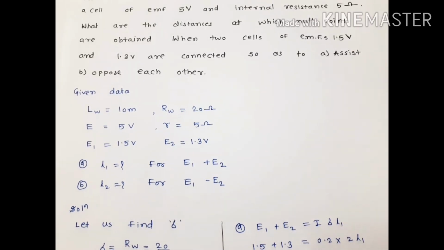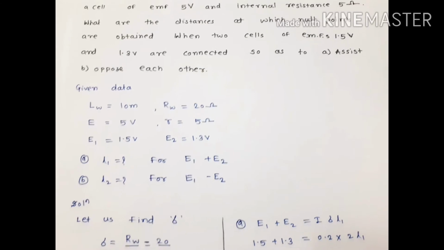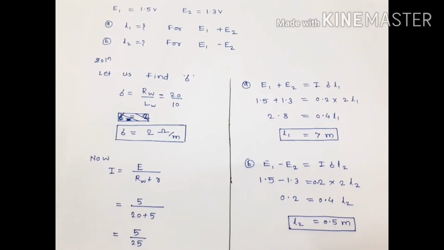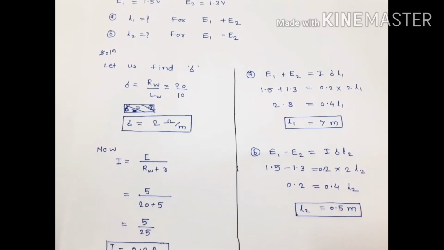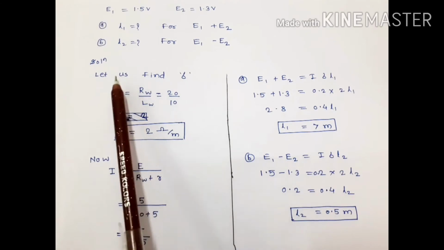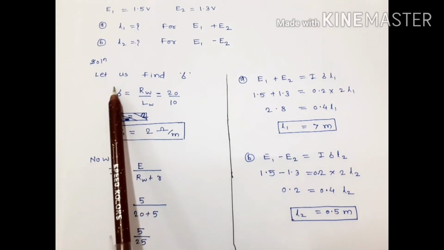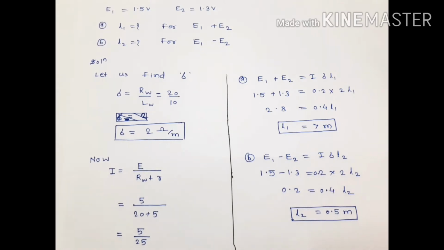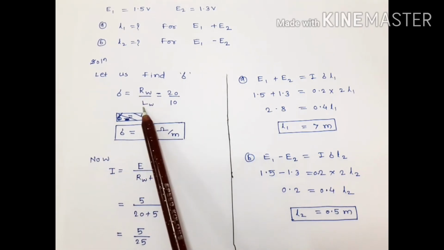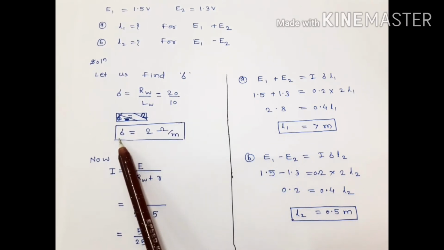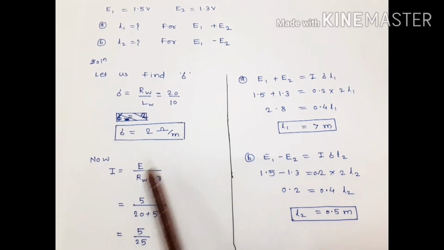Whenever our aim is to calculate the balancing lengths, in the solution, first of all you find out sigma. Sigma means resistance per unit length of the wire, meaning resistance of the wire divided by length of the wire. It is equal to 20 divided by 10, so sigma is equal to 2 ohm per meter.